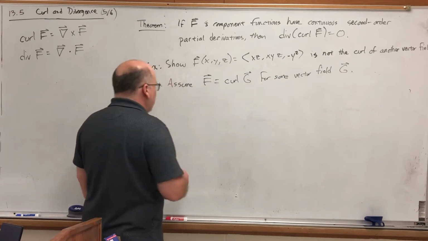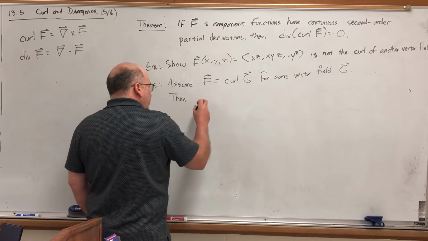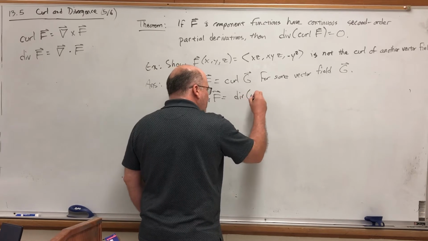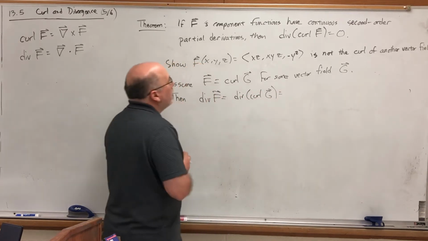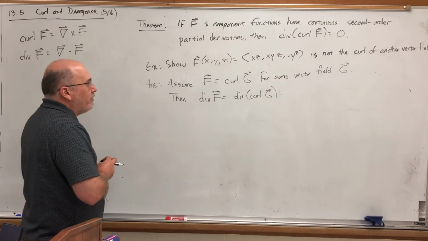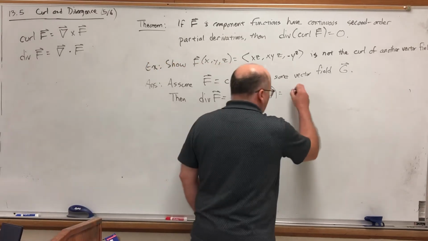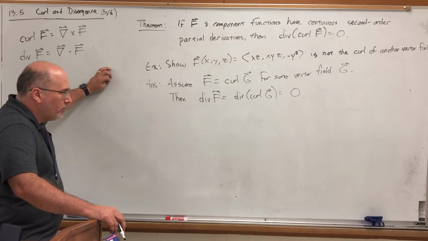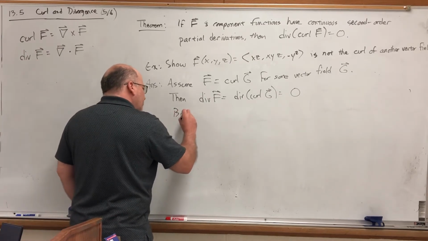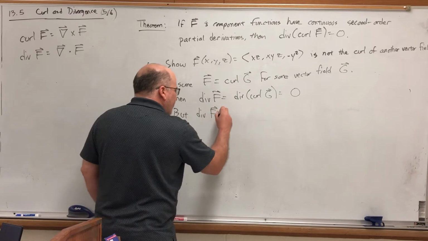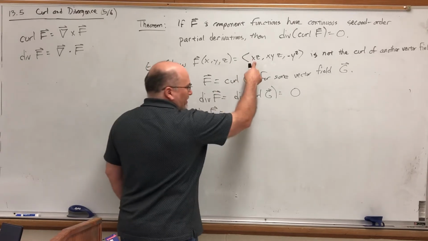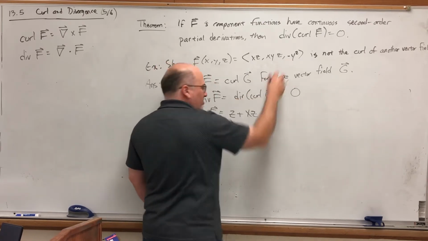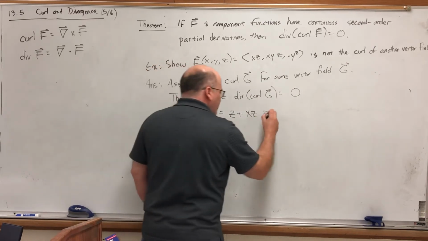Now, if f is equal to some curl of G, then we know that if we take the divergence of both sides, divergence of f equals the divergence of the curl of G. Well, we just had a theorem that said that would be 0, assuming that your second partial derivatives are continuous. Well, let's work under the assumption right now that they are. But our divergence, and we've calculated this vector field's divergence in the previous video: partial with respect to x is z, partial with respect to y is xz, partial with respect to z is 0. But the divergence of f was not equal to 0.